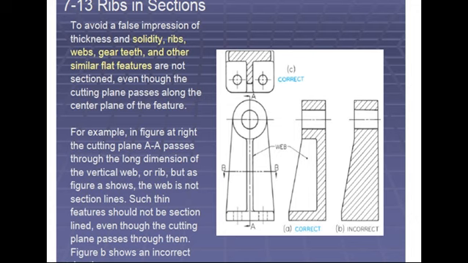Again, whenever we do hatching, the hatching pattern must be different for every part. What is the reason behind this? If the hatching pattern is the same for every part, it is difficult to identify the different parts.